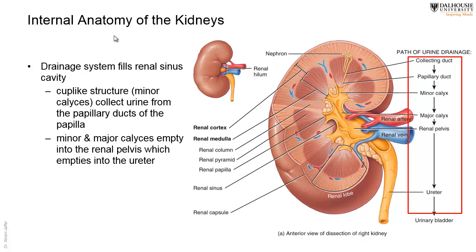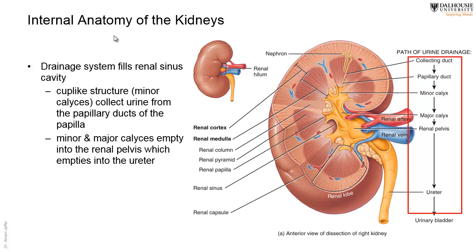Cup-like minor calyces: the papilla opens into the minor calyces. Minor calyces lead to major calyces. 2 or 3 major calyces form the pelvis of the kidney, and then the pelvis will give rise to the ureter. And then the ureters will ultimately end in the urinary bladder. This is just the drainage system. The constituents of urine in these areas will not change.